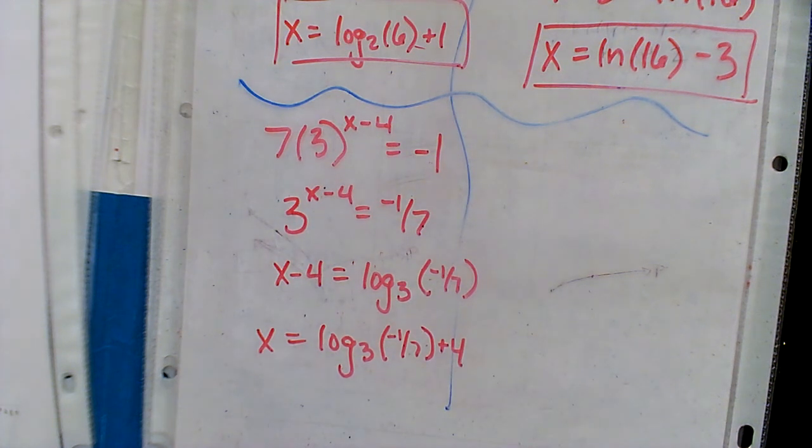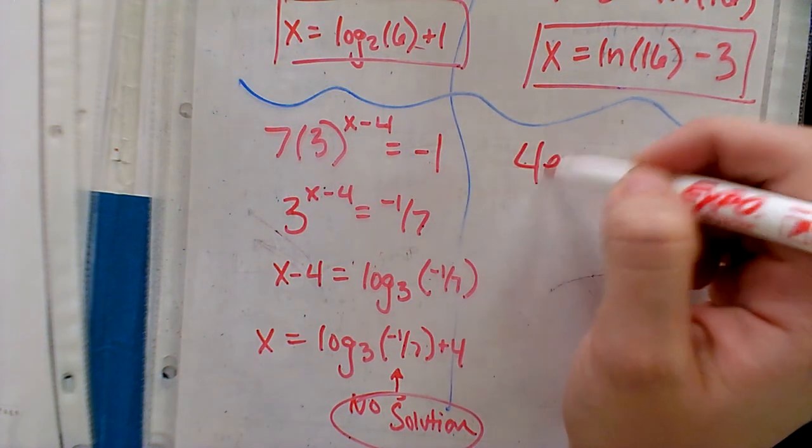Are we done? Look at it carefully. No, it's no solution. Why? Argument's negative. The argument's negative. Be careful. Some of you are going to get into a groove with these. You're just going to keep going and going and going. Okay, you got to check your work. Take a look at it. And let's try the last one.